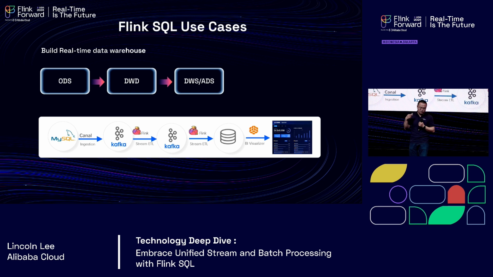Yeah, this is a classic layered warehouse architecture. We have three layers of data, and for each layer, we can have the Flink engine cooperate with Kafka to do all these transformations. And then lastly, we can update the final result into a relational database or KV systems to serve the BI visualizations.